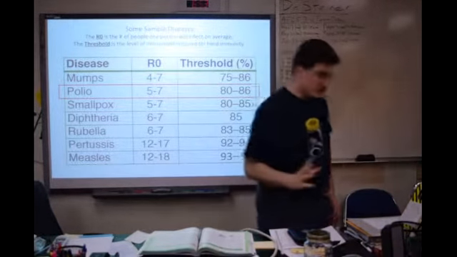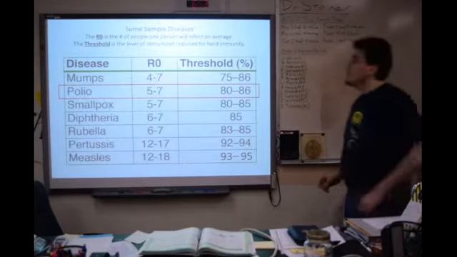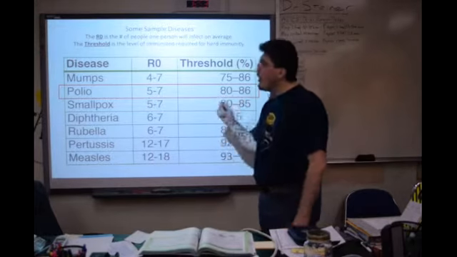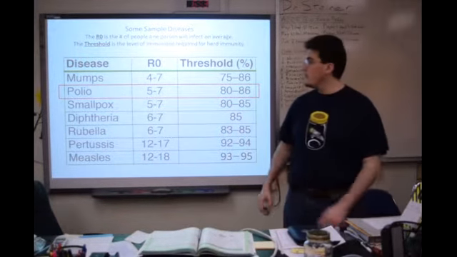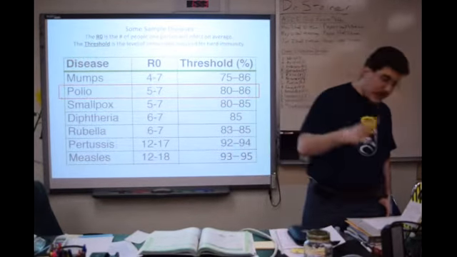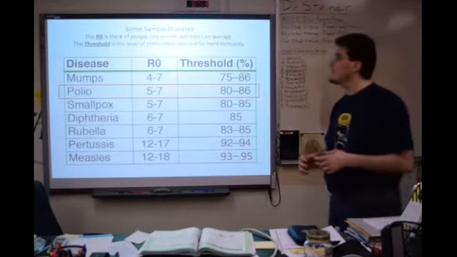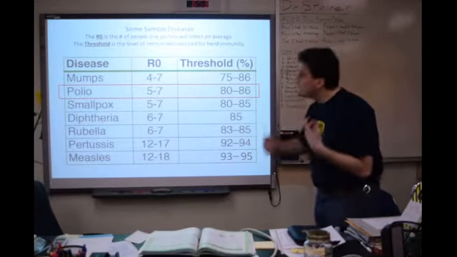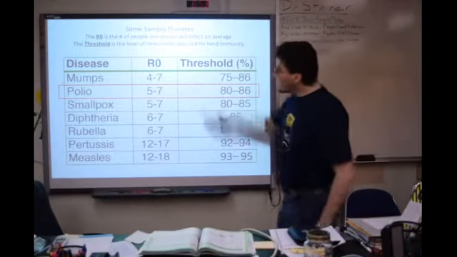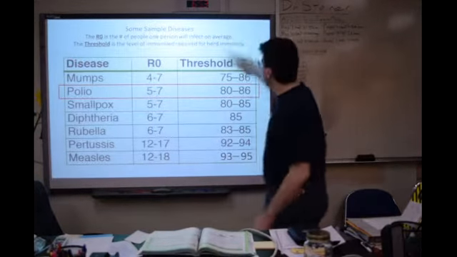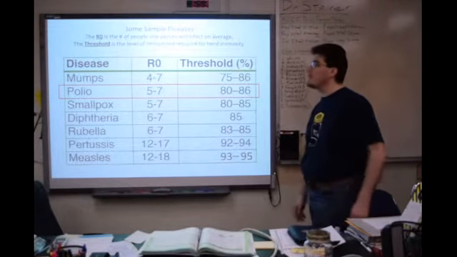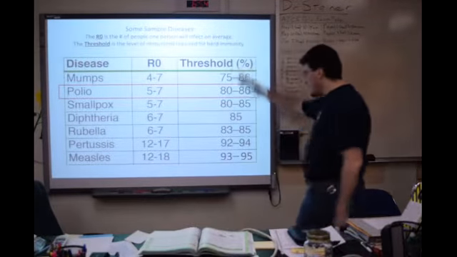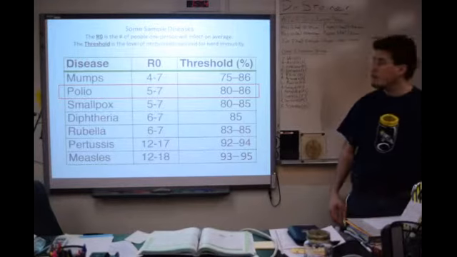So, some new definitions close to the end. The R0 is the number of people one person will infect on average. And the threshold is the level of immunized required in a population for herd immunity to be reached. The threshold for herd immunity. As our R0 rises, so does our threshold requirement. So the more infectious a disease, the higher the threshold percentage required for herd immunity.